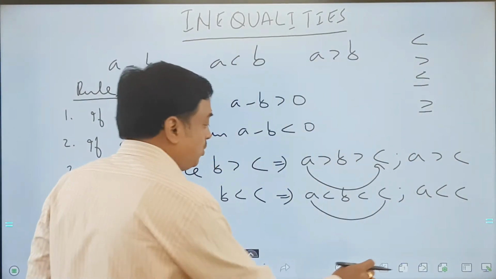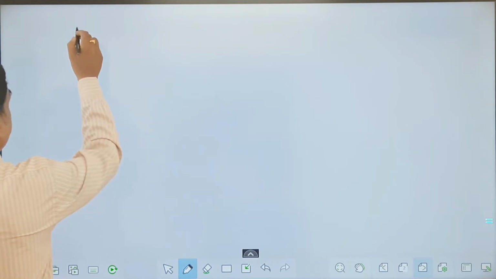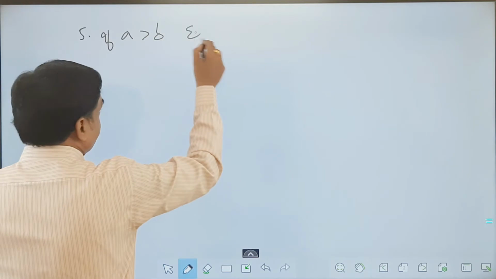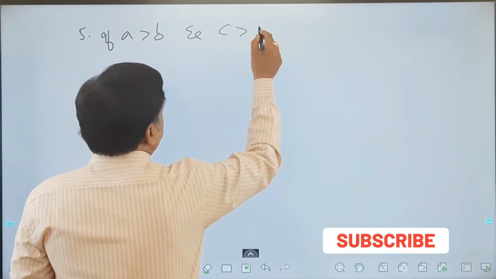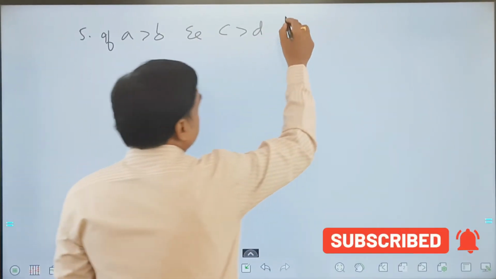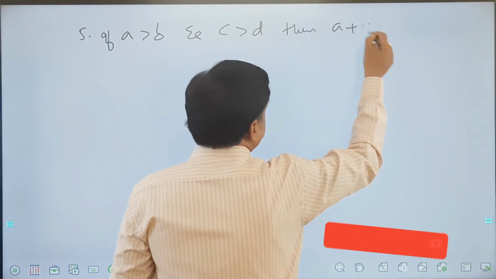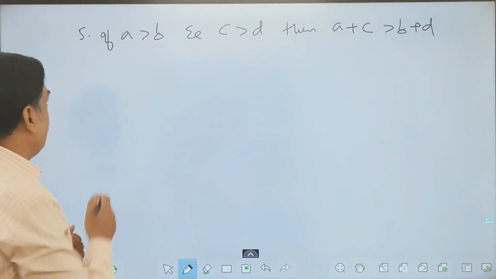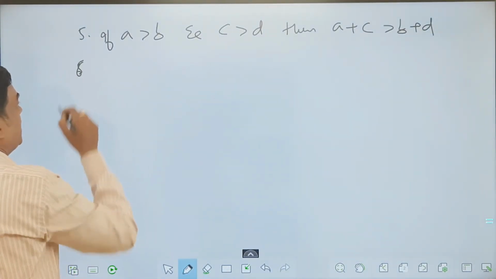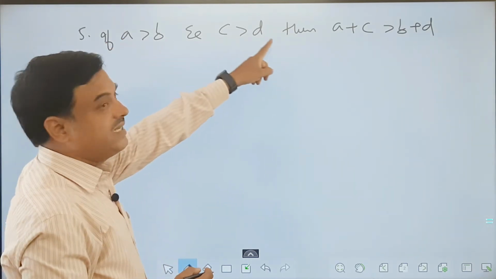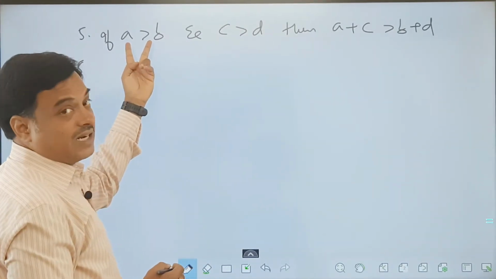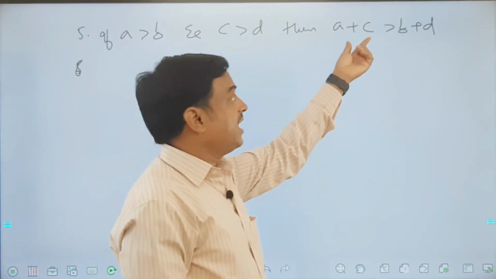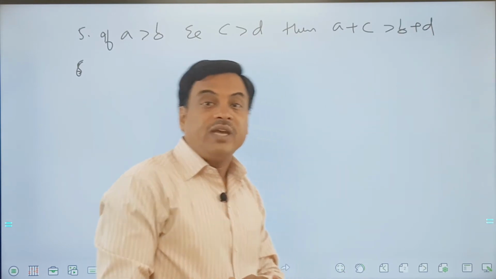Okay, now let us move on to the next point, point number 5. If the given condition is A is greater than B and C is greater than D, then I can certainly say A plus C will definitely be greater than B plus D. If you observe, in A greater than B, A is the larger value, and in C greater than D, C is the larger value. The sum of the two larger values on one side will definitely be greater than the sum of the other two values on the other side.